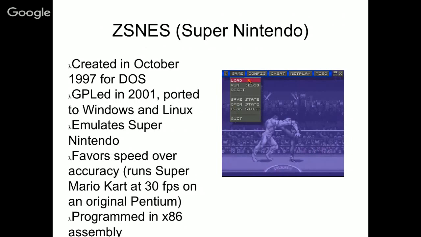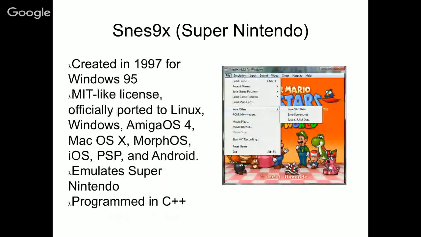Another Super Nintendo one is SNES 9X, originally made for Windows 95 and then got ported to a whole bunch of stuff after it got open sourced, including Amiga, the PSP, Android. It's programmed in C++, so it's a little more portable, so that's why it got ported.